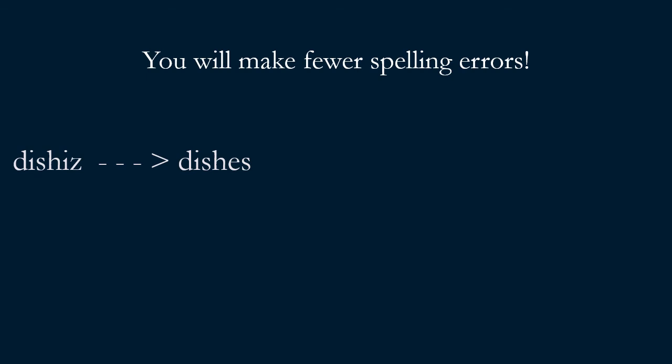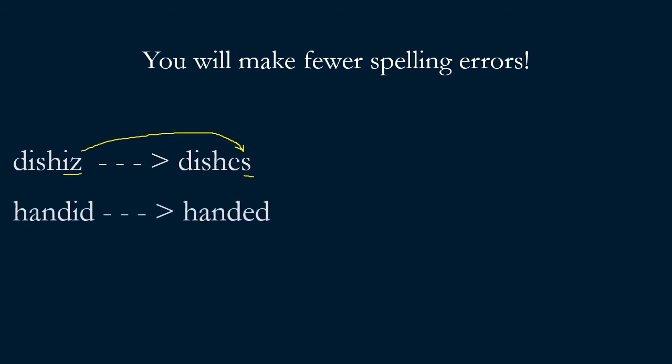You're going to hear the word dishes, but you're going to remember that S sometimes sounds like a Z. And even though it sounds like is, it's actually an ES, like boxes and foxes and dishes. You're going to hear the word handed, like he handed me a note. And you're going to remember, oh, well, my base word is hand, and it happened in the past, and it sounds like ID, but it's not. It must be ED.